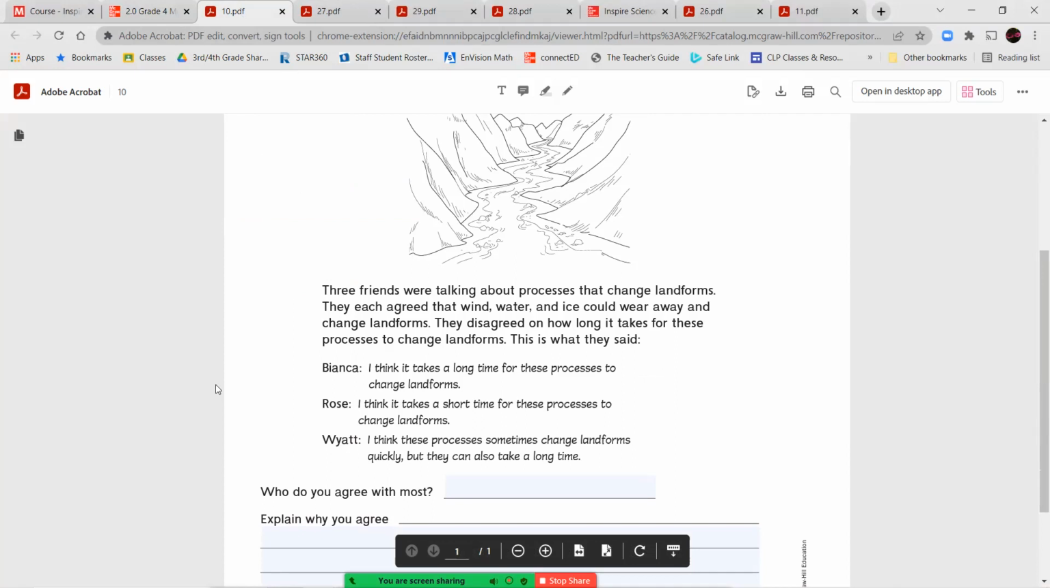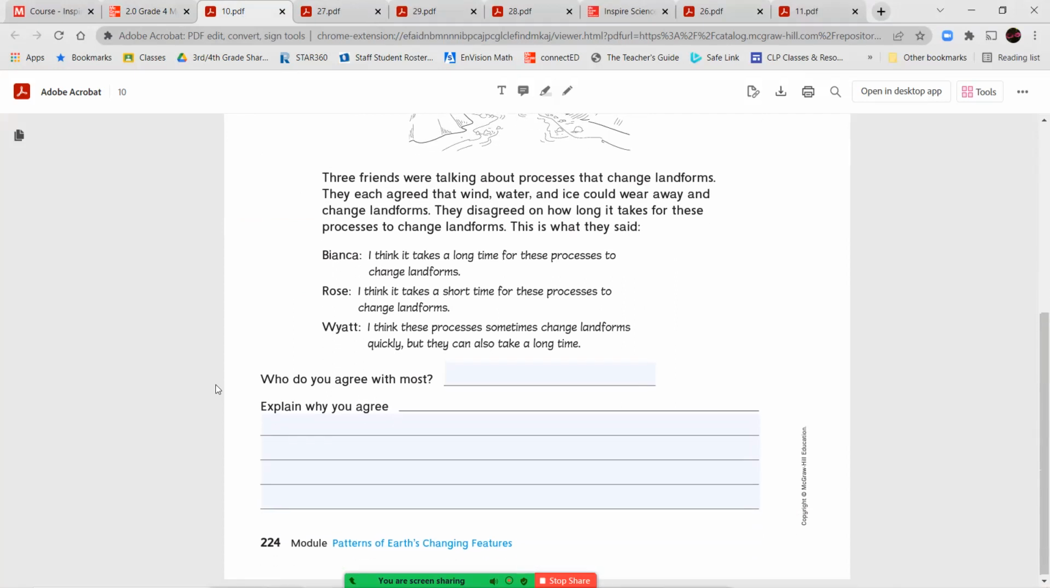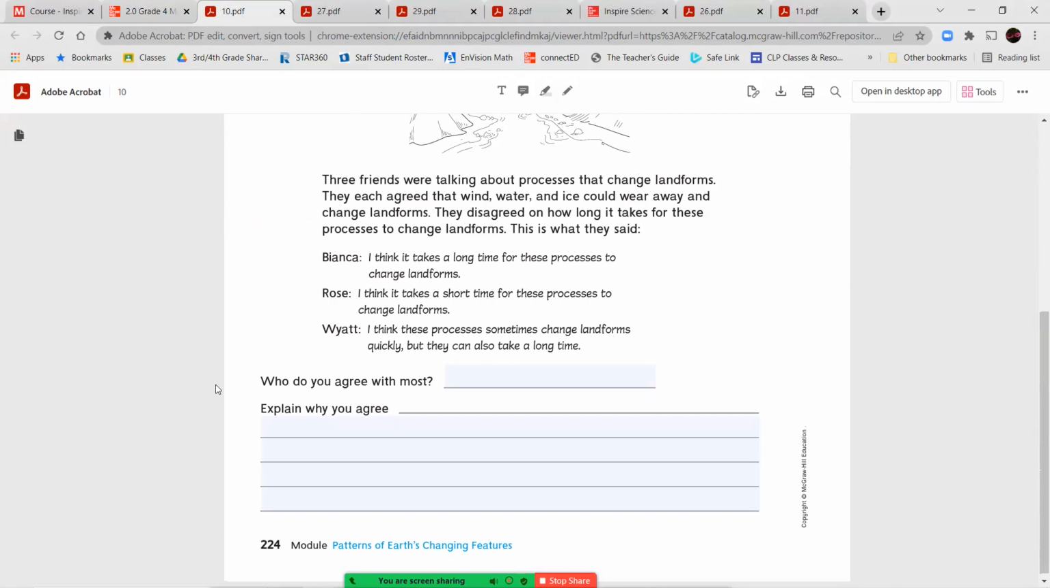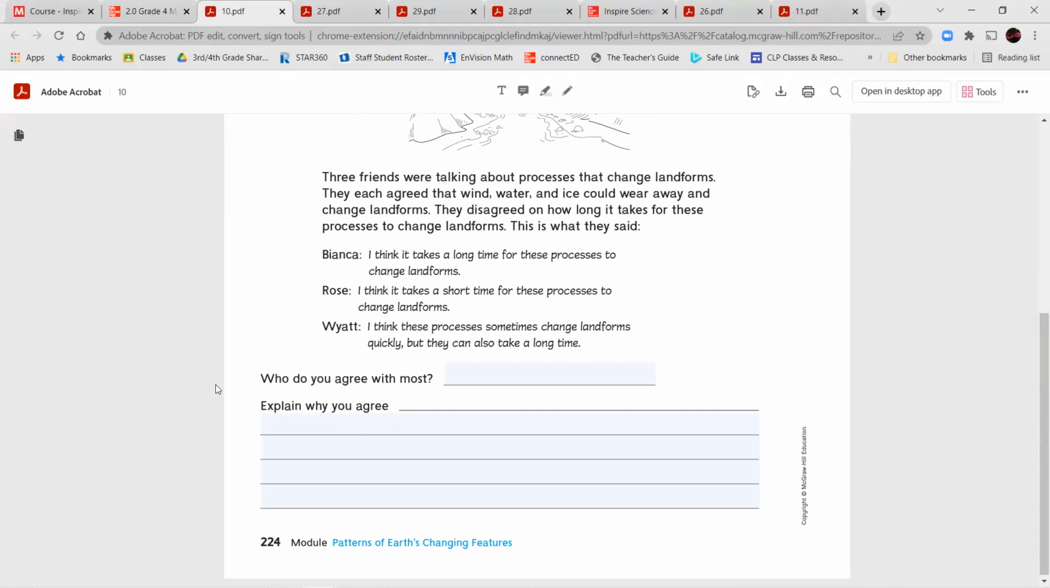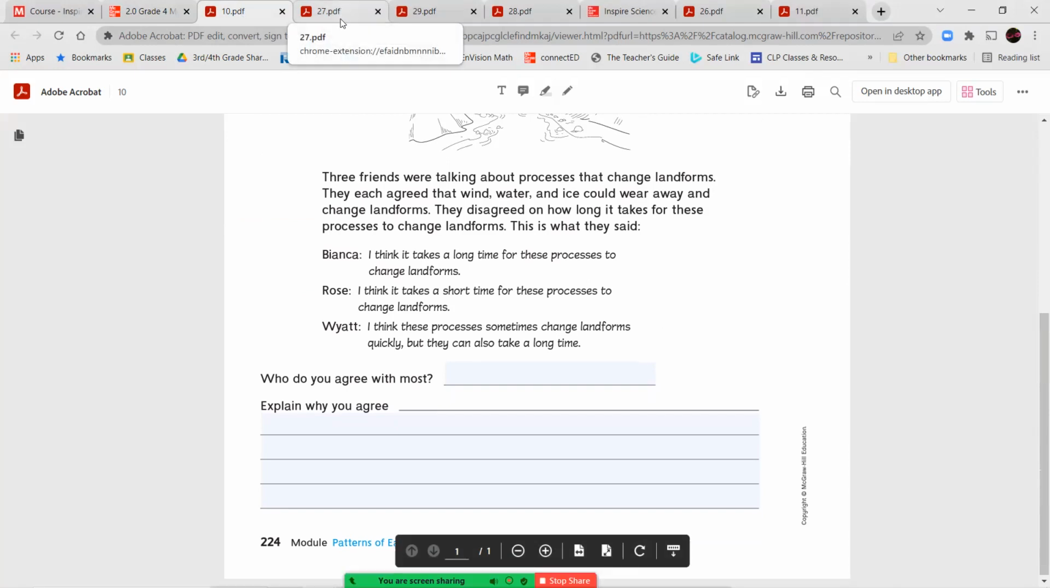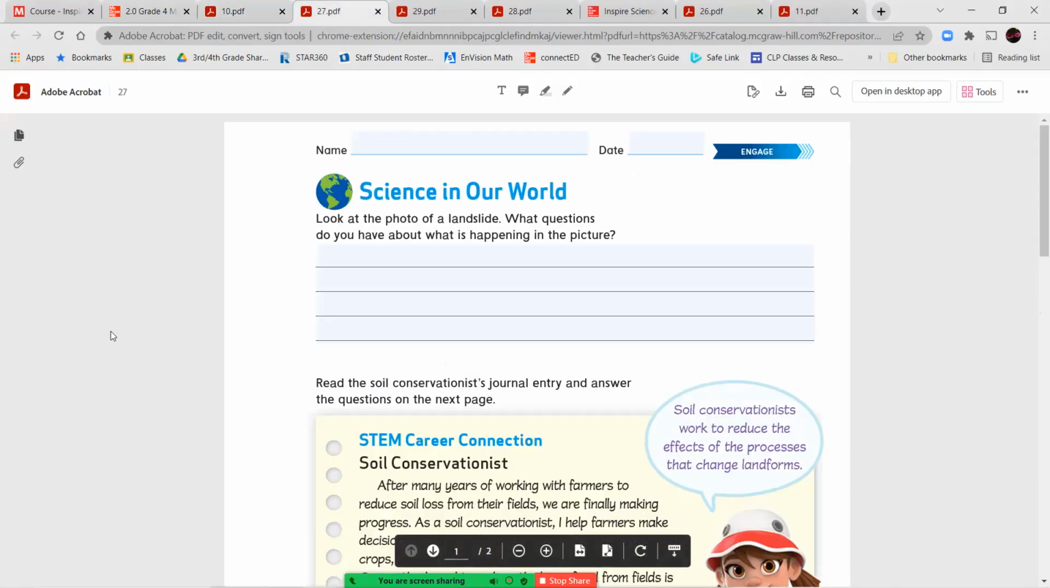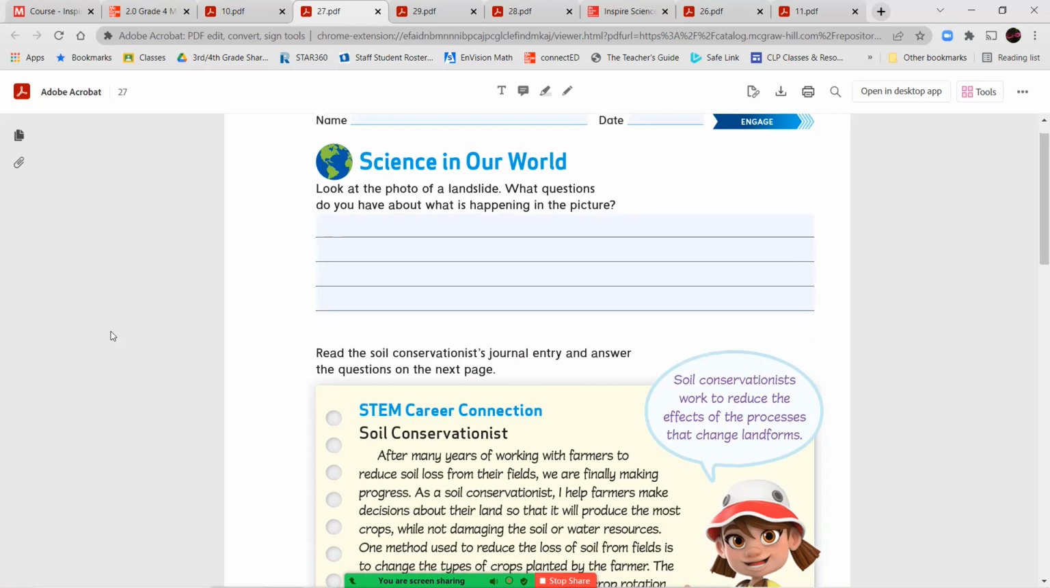So you're going to read the scenario, decide which of the 3 friends you agree with the most, and then you're going to explain why you agree. So remember to use complete sentences, always check your spelling and grammar, make sure you're capitalizing and you're adding punctuation at the ends. Once you've completed that, we're going to take a look at a photo of a landslide. You're going to write down at least 3 questions you have about what's happening in the picture, and then we're going to read about the soil conservationist.